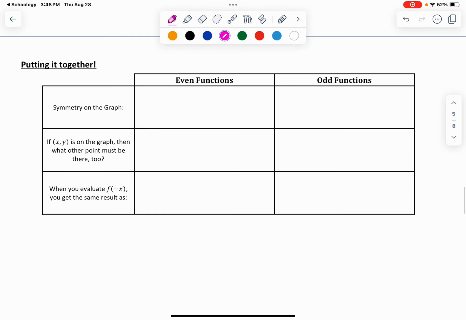All right, so let's put this all together. Let's talk about even functions first, and then we'll do odd. Okay, so even functions, symmetry of the graph. This is over the y-axis. So when you're looking at the graph, like with your eyes, you'll see that there's symmetry over the y-axis.